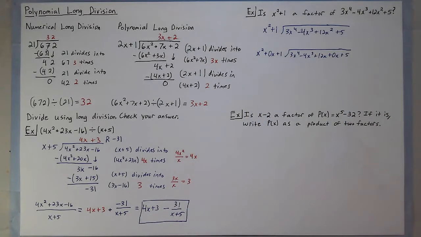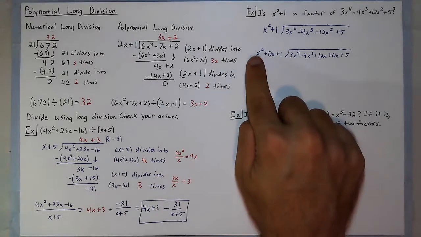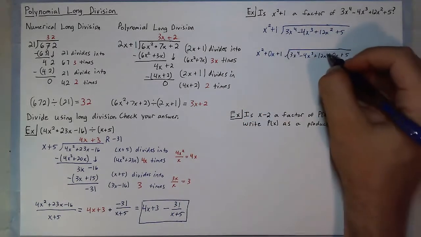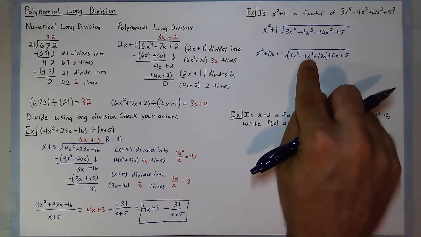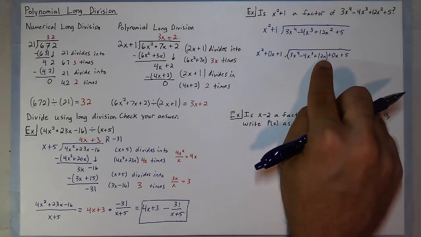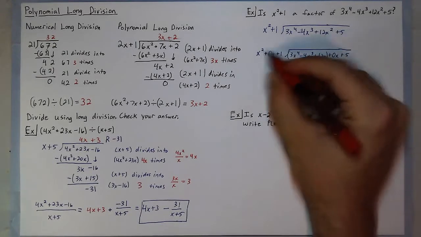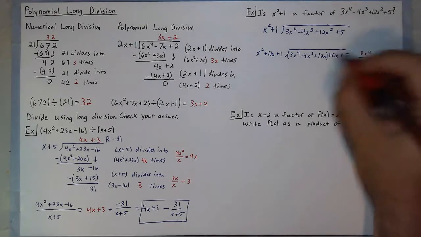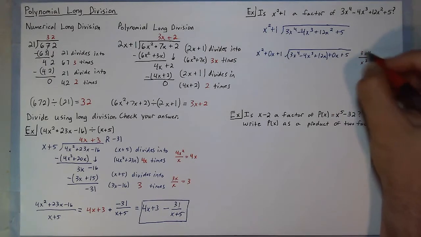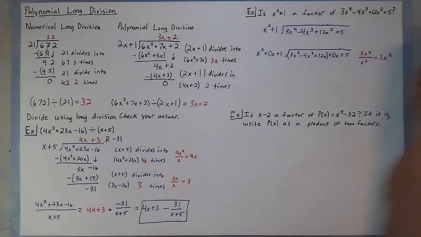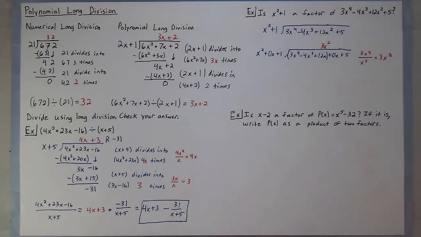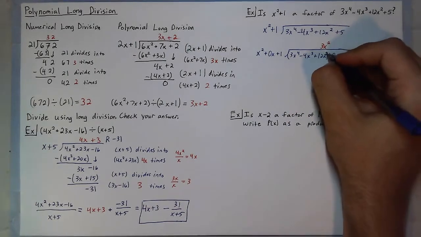But now we'll do the same type of method. How many times does x squared plus 0x plus 1 go into 3x to the fourth minus 4x cubed plus 12x squared? The trick is just to look at the leading terms first. So 3x to the fourth divided by x squared gives me 3x squared. So first, I get 3x squared.